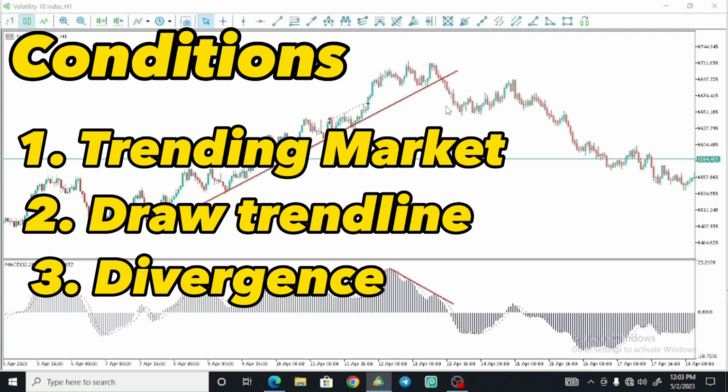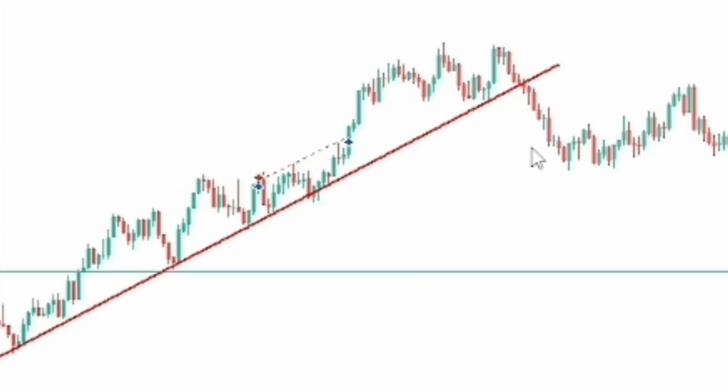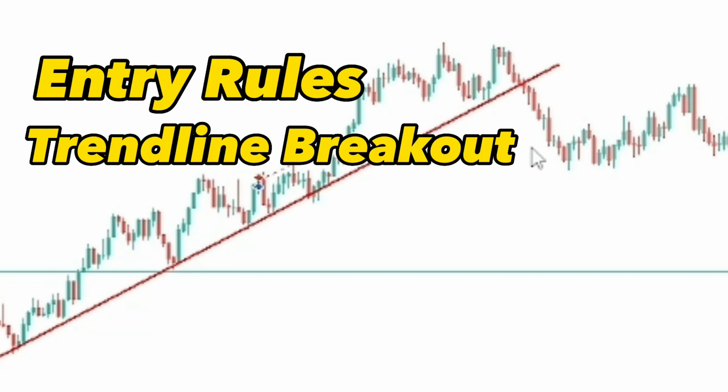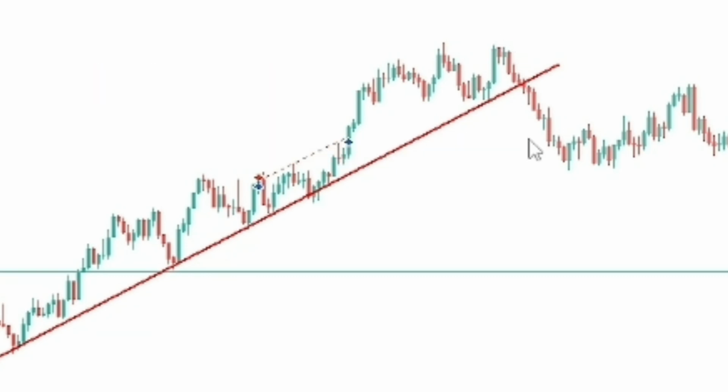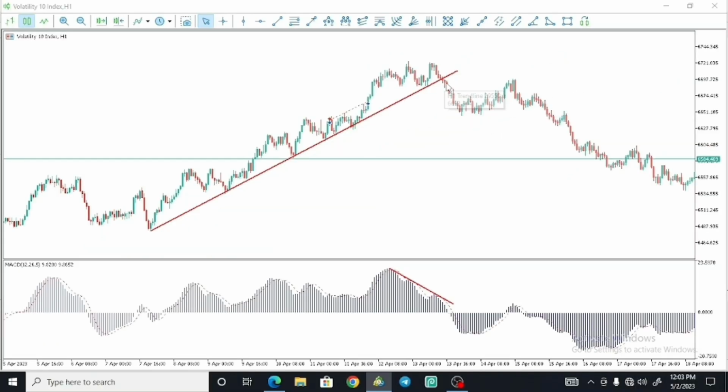Where do I enter? I only enter when the market breaks below the trend line and closes below the trend line. So I want to see the market breaking and closing below the trend line. In this case, you can see at this point the market breaks below the trend line, and this is where I will place my sell trade. Once I place my sell trade, the next thing is the stop loss. Where do I put my stop loss?